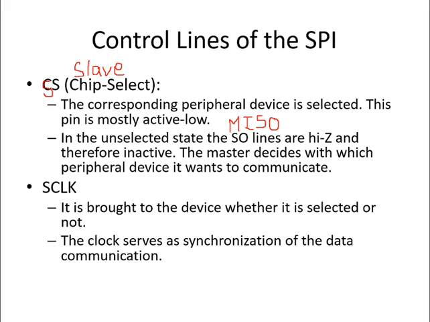So when the MISO signal is given, these are in the high impedance state. High Z means high impedance state, meaning neither 0 nor 1. When this is unselected, it is as if disconnected from your master. The master decides which peripheral device it wants to communicate with. The master will decide by you giving the SS signal, slave select 1, slave select 2 or slave select 3.